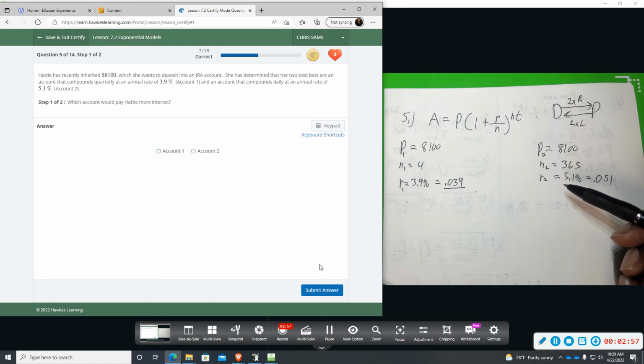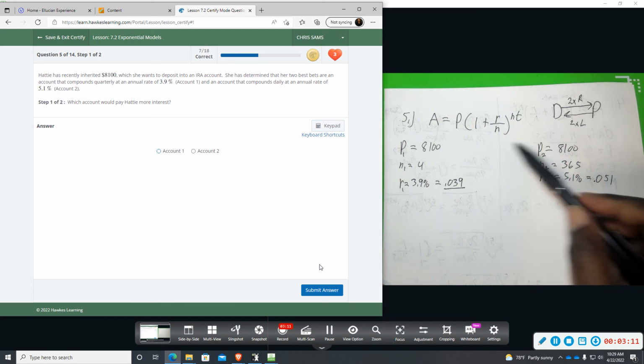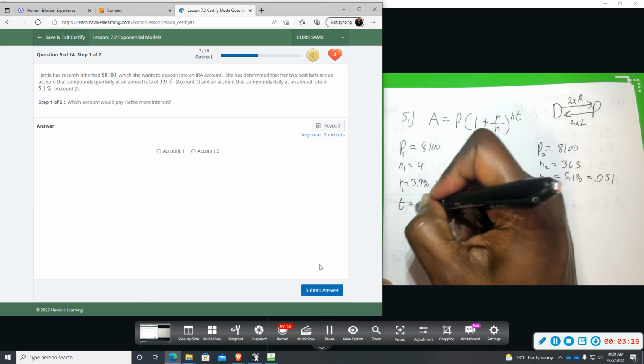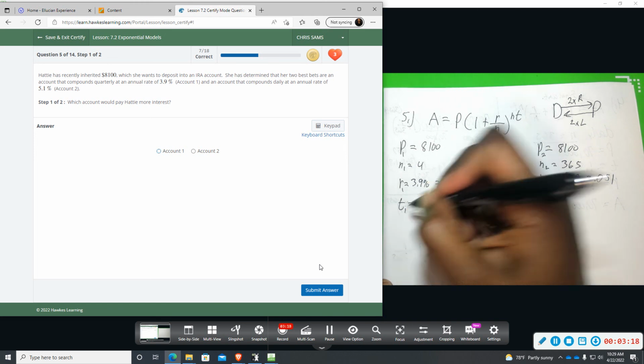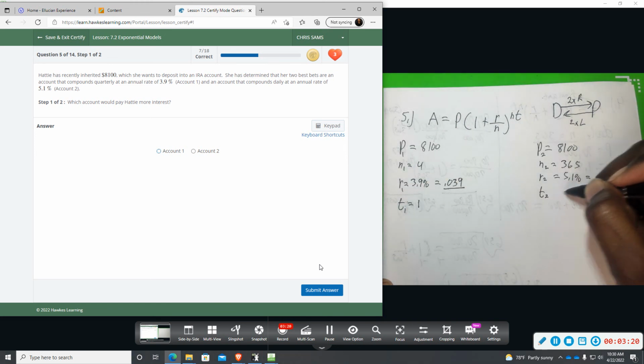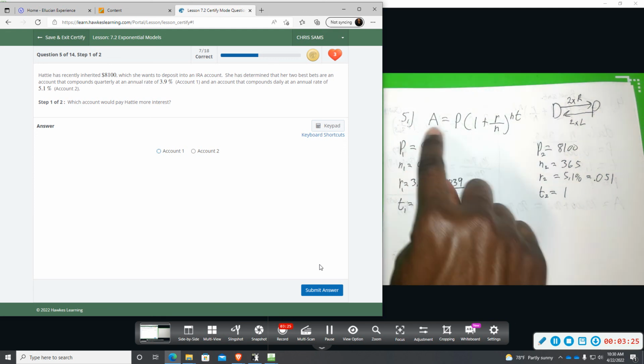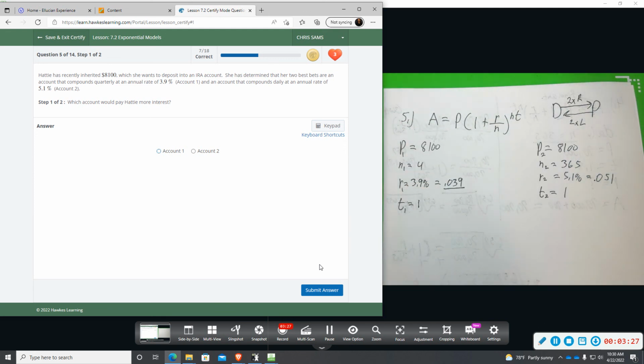We're not given a specific time period, so we're just going to assume that time is 1 year for both. So T1 and T2 are both just 1 year. All right, so we're going to plug all of this information into these equations and put it in the calculator and see which one gives us a higher return.